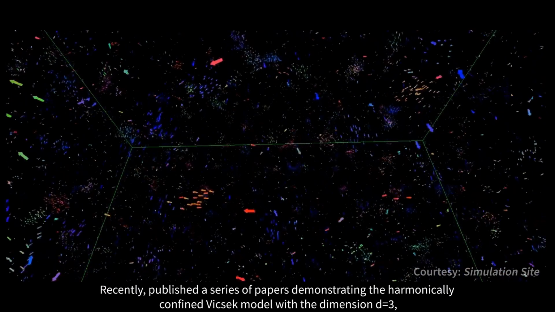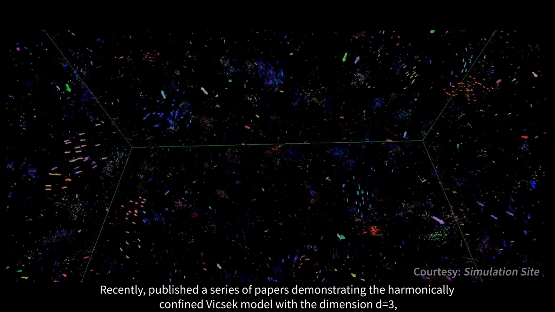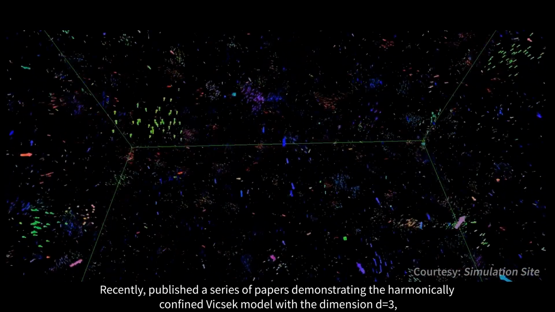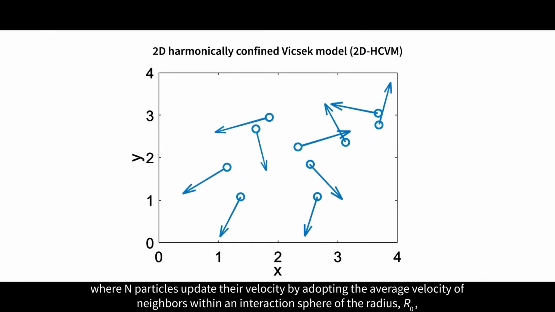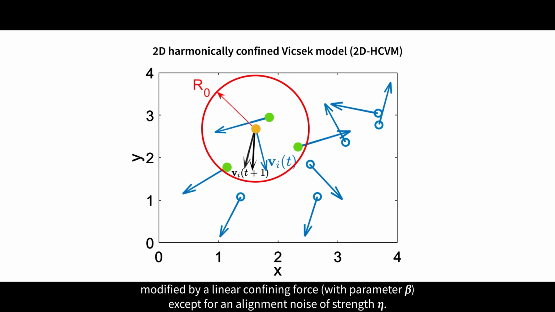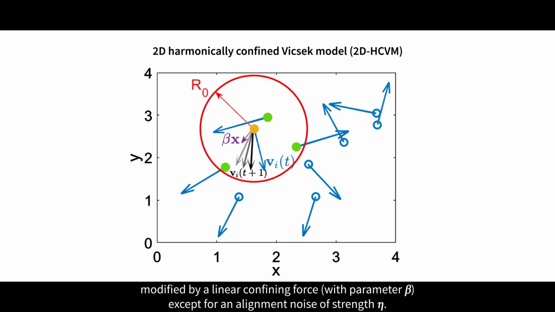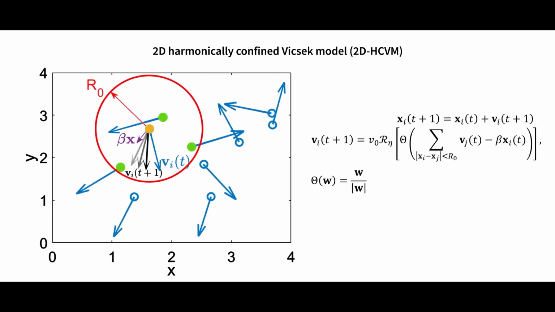Recently, we published a series of papers demonstrating the harmonically confined Vicsek model with dimension d equals 3, where n particles update their velocity by adopting the average velocity of neighbors within an interaction sphere of radius r0, modified by a linear confining force except for an alignment noise of strength eta.